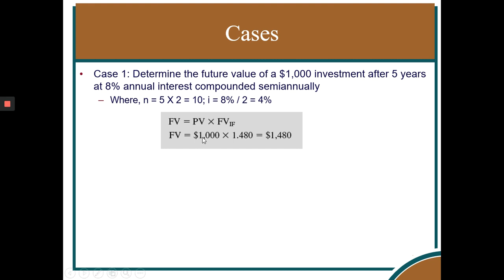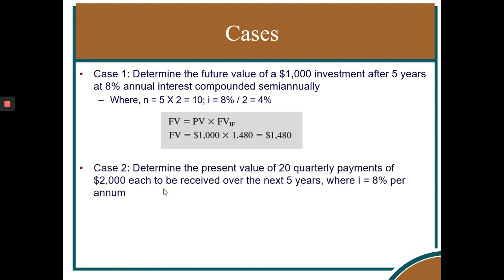So present value is 1000, and the future value interest factor, because the question already tells you to determine the future value. So you take the future value table, look under row n equals 10, column 4%. So you'll be getting 1480. That is your expected future value.